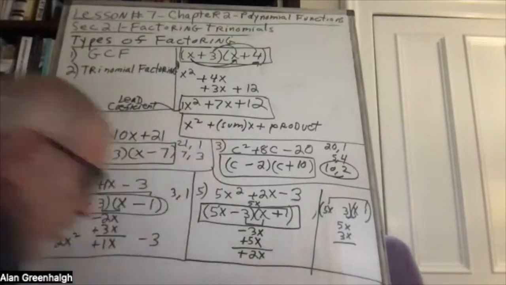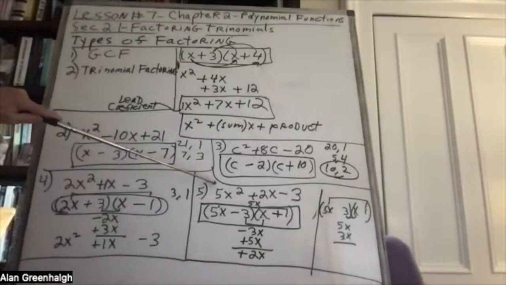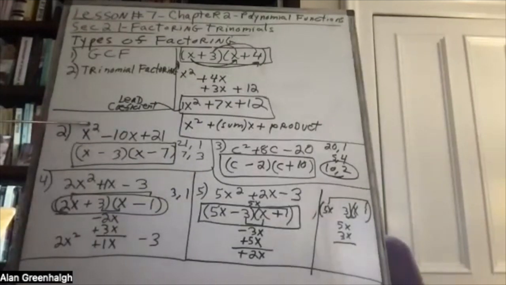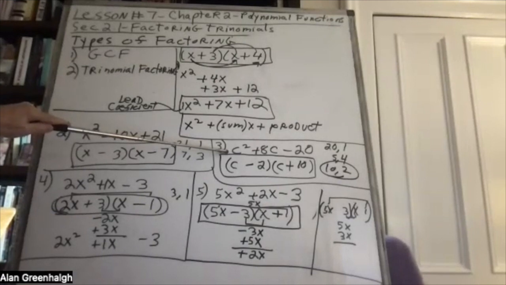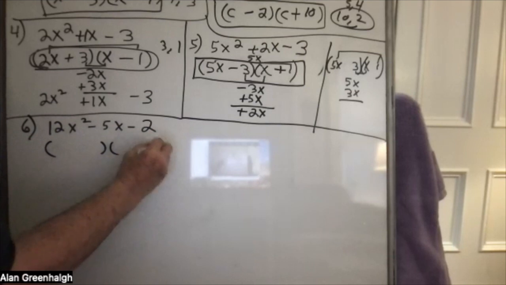So it takes a little more work when you have a lead coefficient greater than 1. This was nice and easy because the lead coefficient was 1. That's easy because then it's just a sum and the product thing. But here you have to do a little more work. And in fact, look at this problem. Let's do this together.